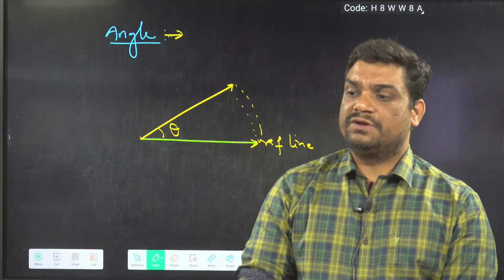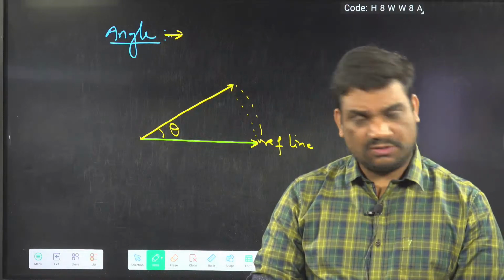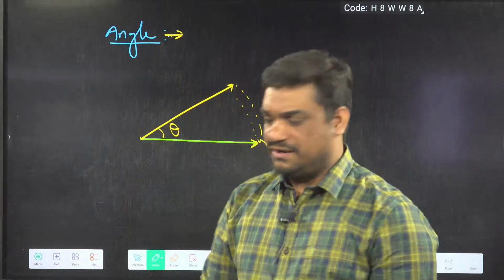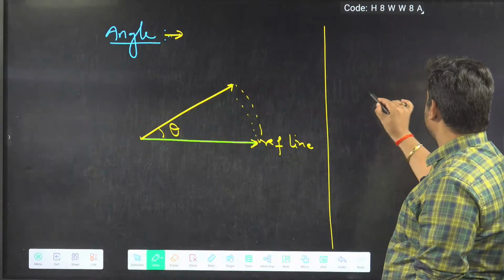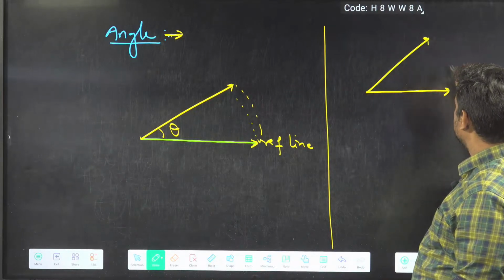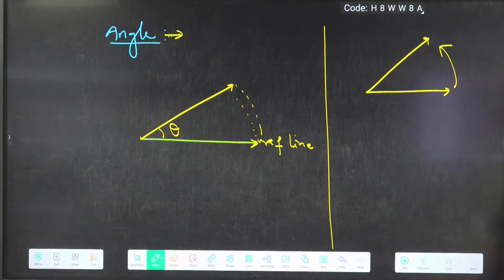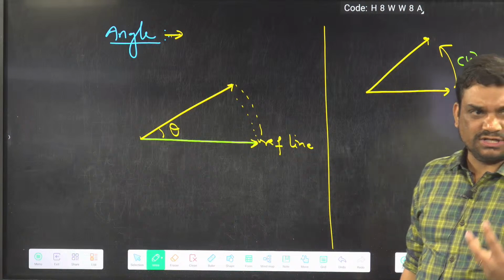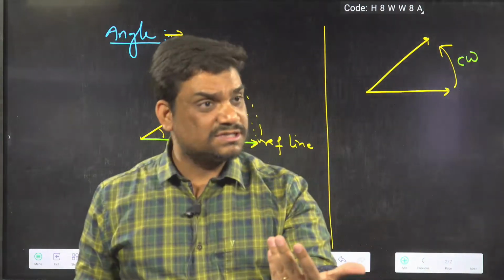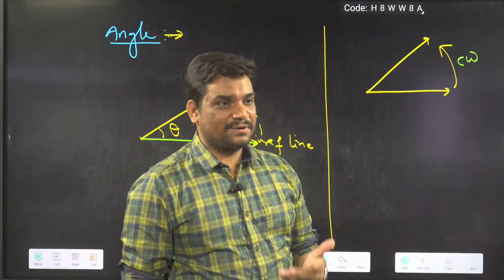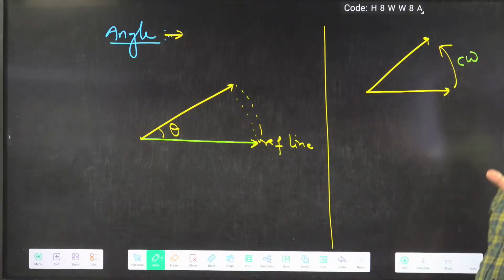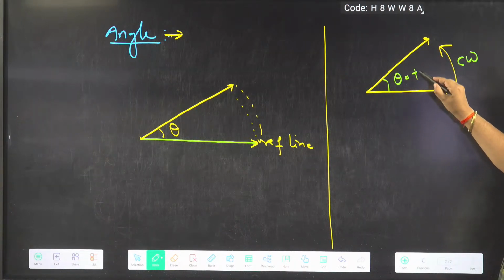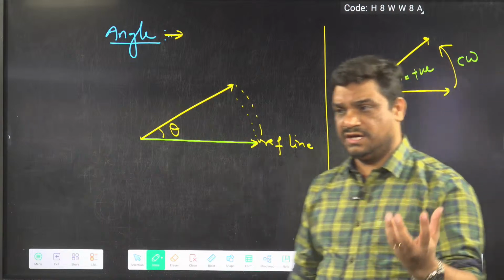Now here comes the question of what sign to take for the angle. Sometimes we take the angle as positive and sometimes as negative. This is the convention we are going to take. If I'm moving like this, going upside here, is this movement clockwise or anti-clockwise? Some of you already know, some of you don't. By the convention, whenever the clockwise movement is there, we will take theta as positive.